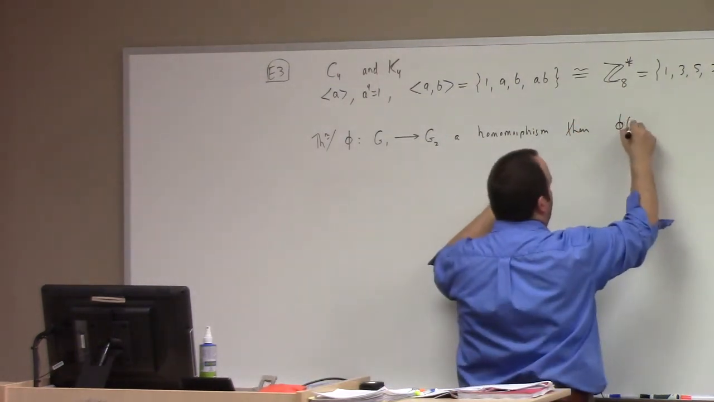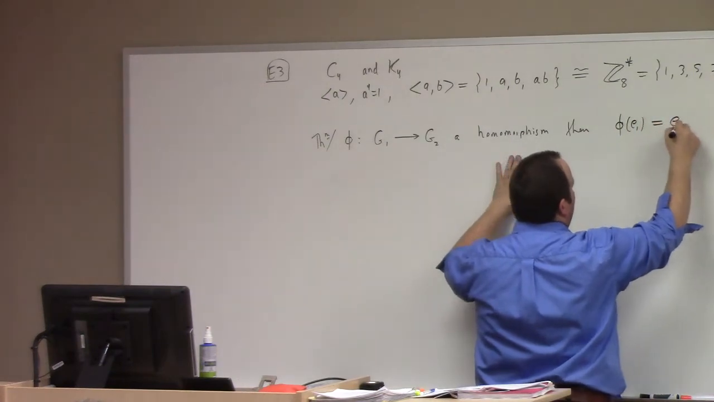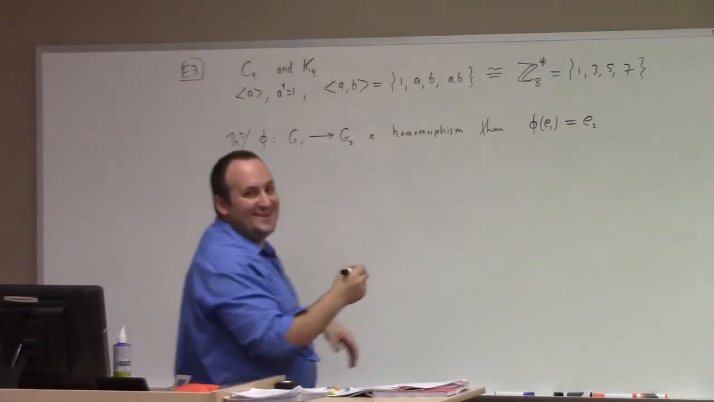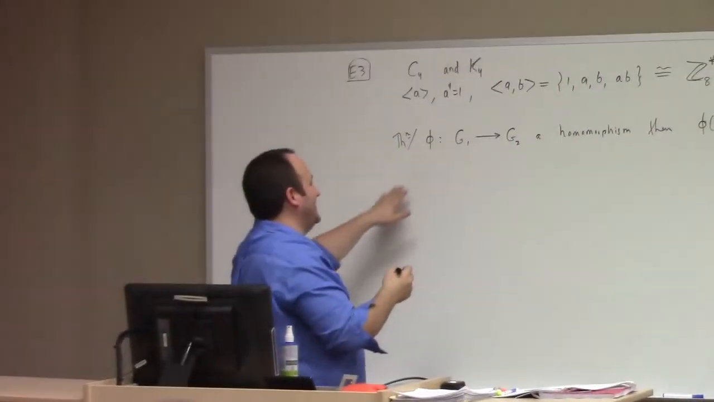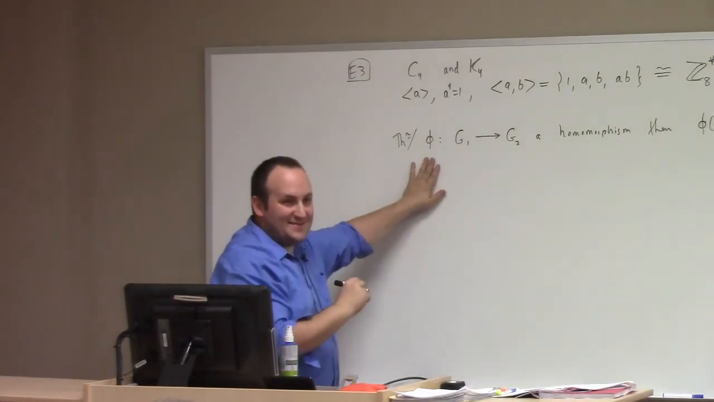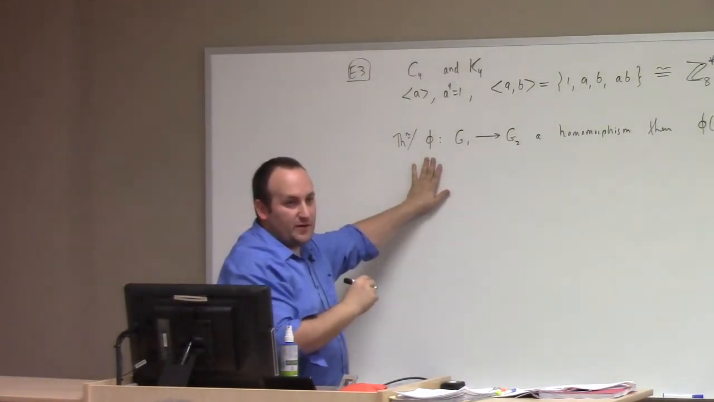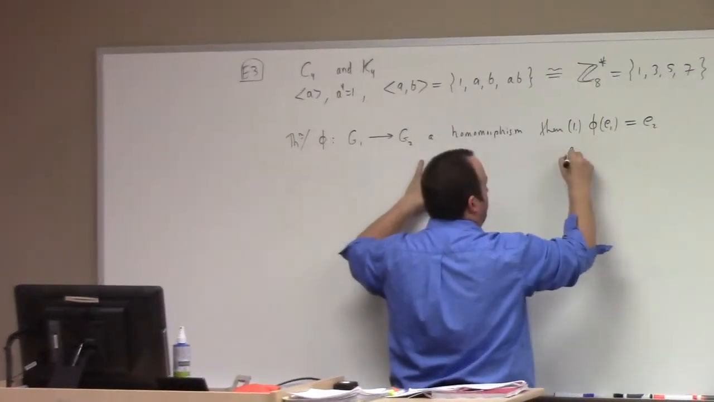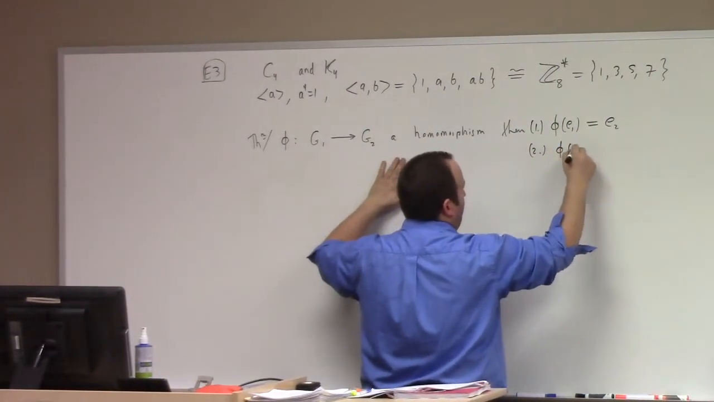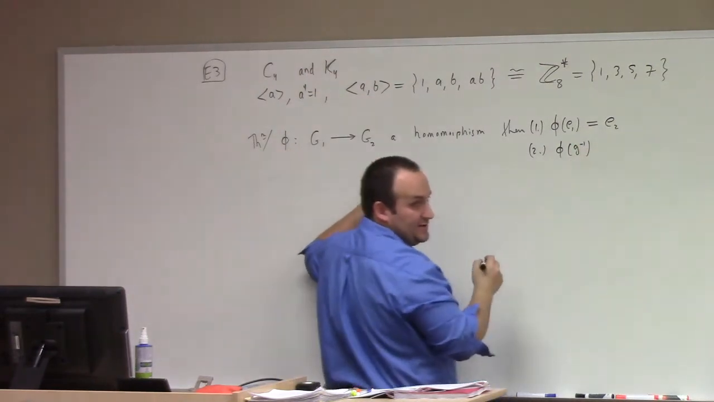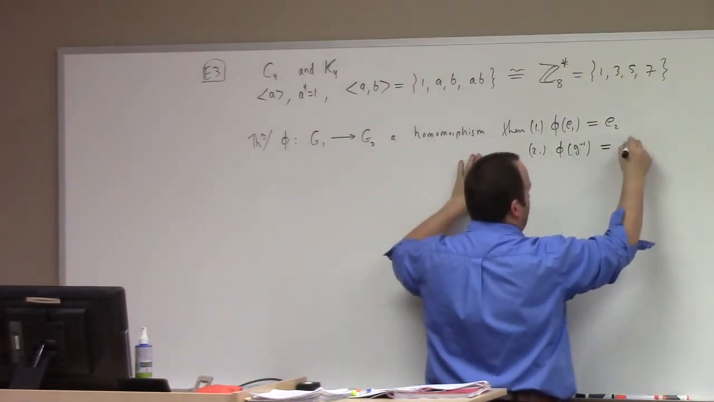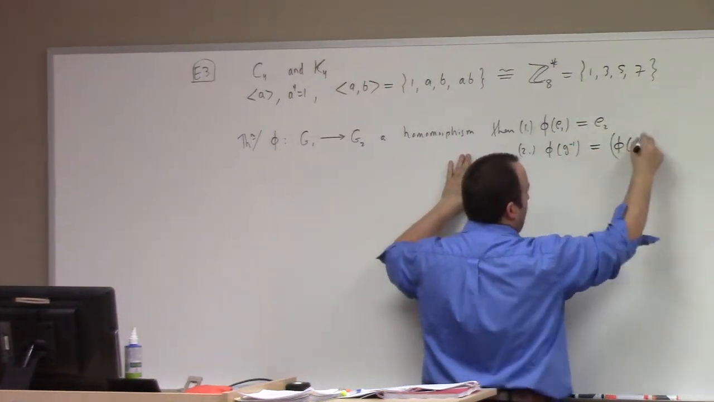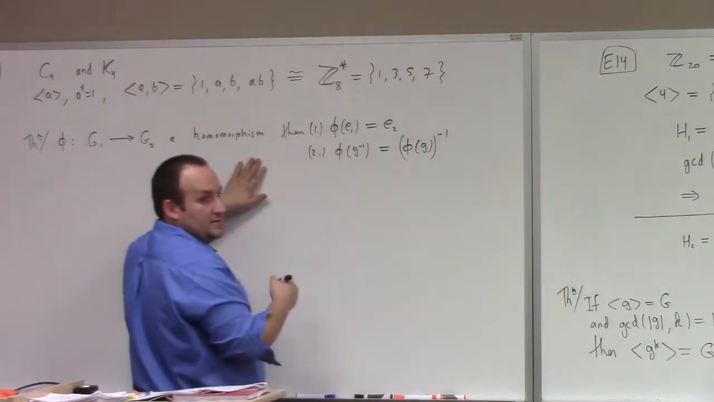phi of E1 is E2. So the identity maps to the identity under a homomorphism. And 2, if we have phi of G inverse, guess what it is equal to? Phi of G inverse for all G.